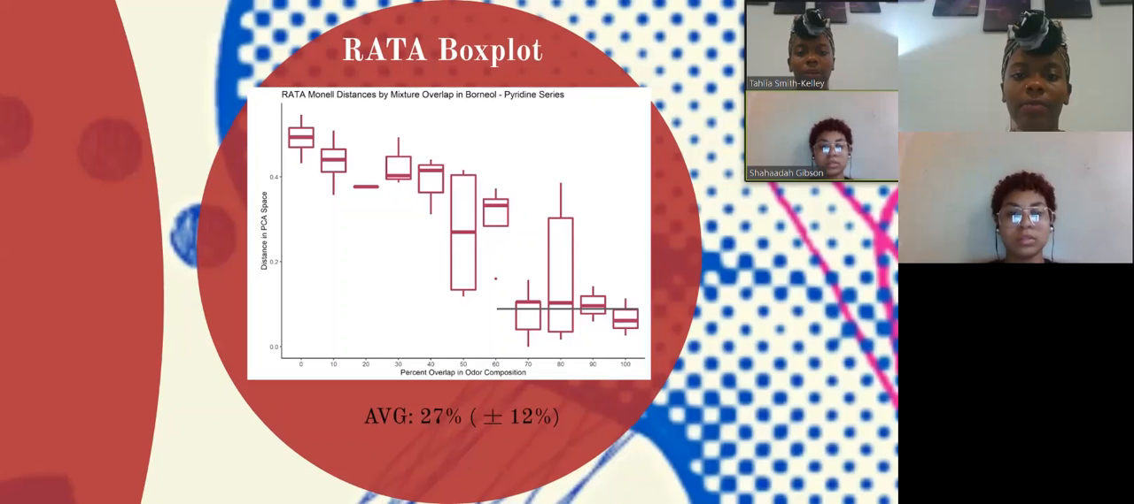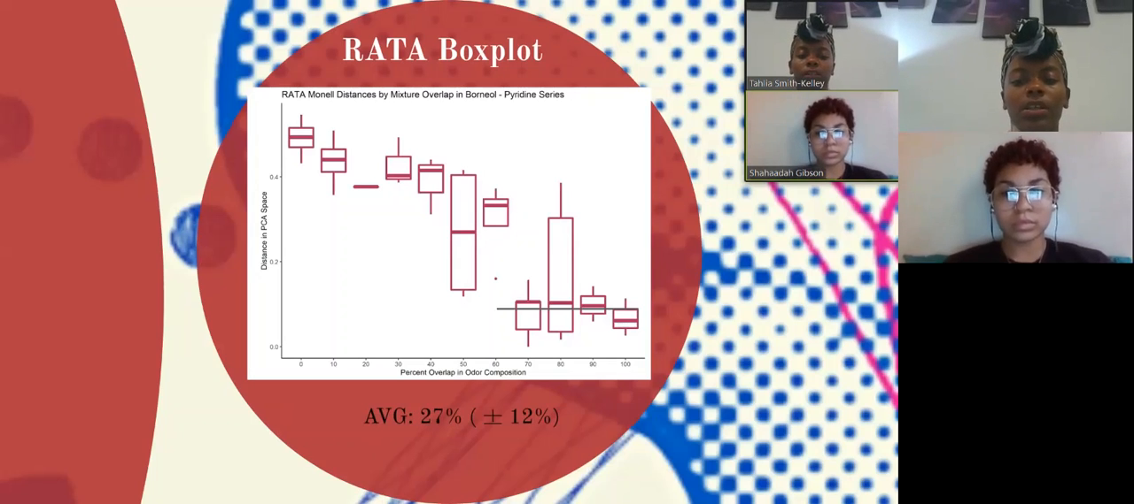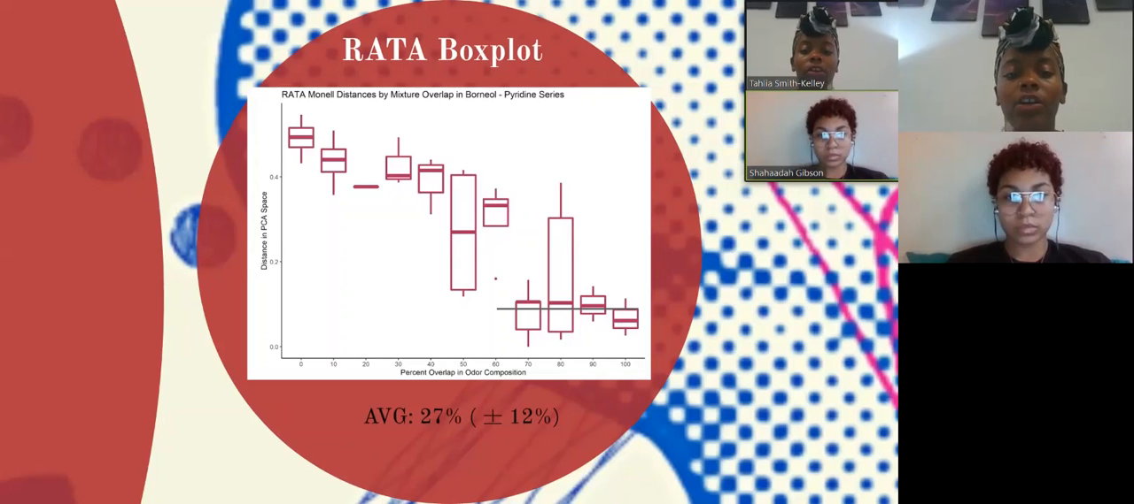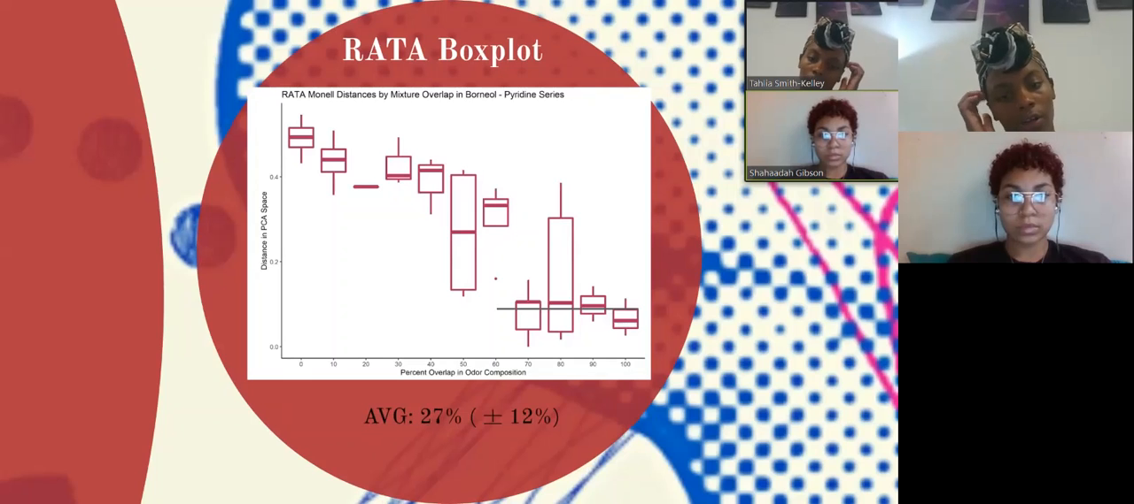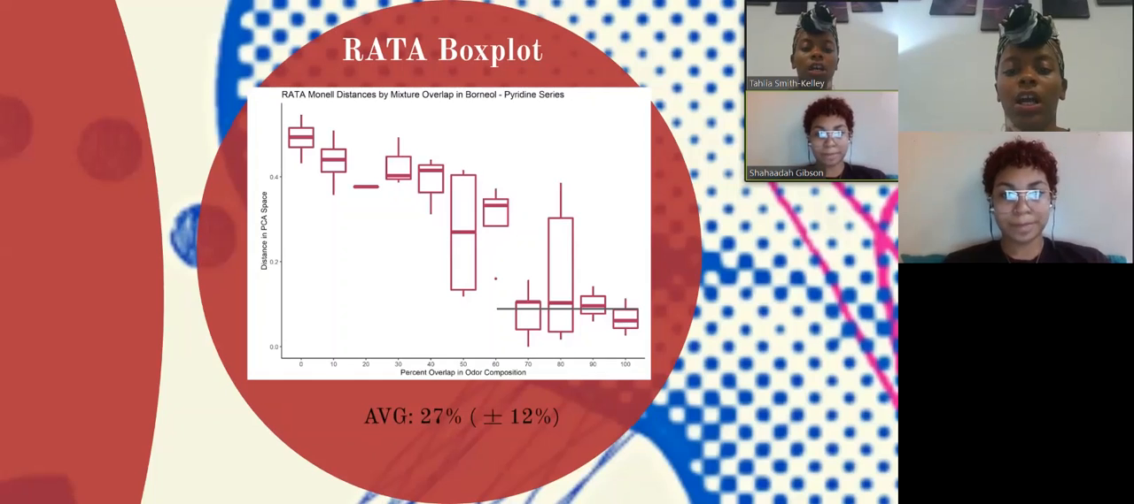Here is a diagram of the second method we used, which is RADA. Here we can see that the 0% mixture overlap and the 10% and the 100% mixture overlap are greatly different. And we can also see that it takes a shorter change in the compound for there to be a perceptual difference.